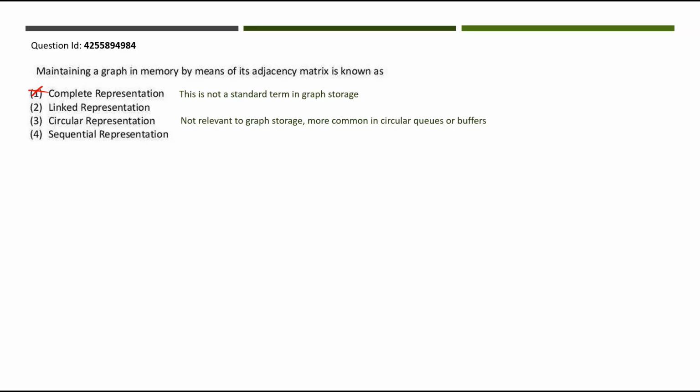So this is also not relevant to graph storage. We can rule out even option 3. Now we will learn about linked representation and sequential representation.